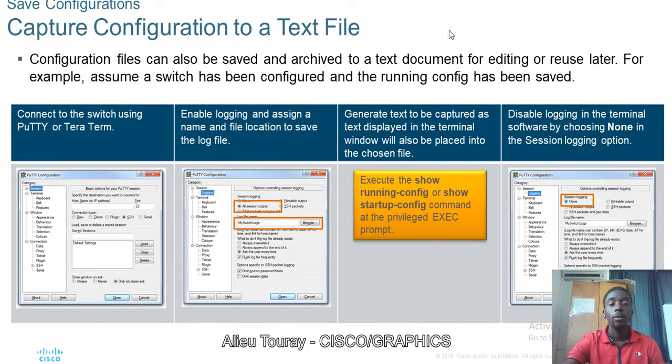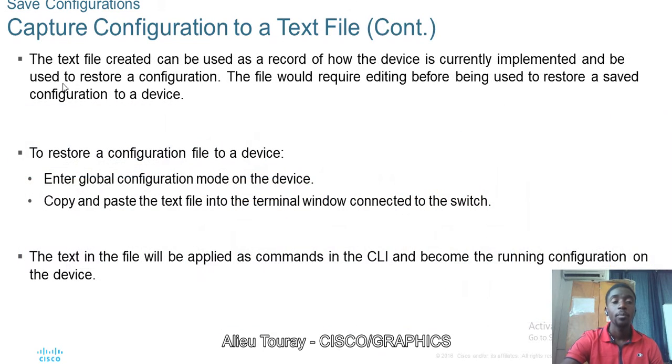Alright, so you can also configure your Cisco devices, and then you save the configuration commands in a separate file or in a separate device, and then you can have it back. Let's say, for instance, I do all my configuration, I can copy those configurations and paste them in a Word file, and then I can use it again next time if my Cisco device lost those configurations. I'll show you that. Alright, so the text file that is created can be used as a record of how the device is currently implemented.